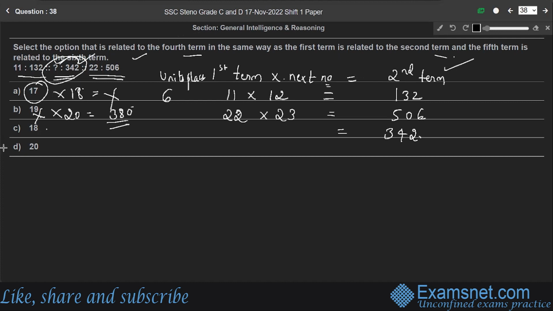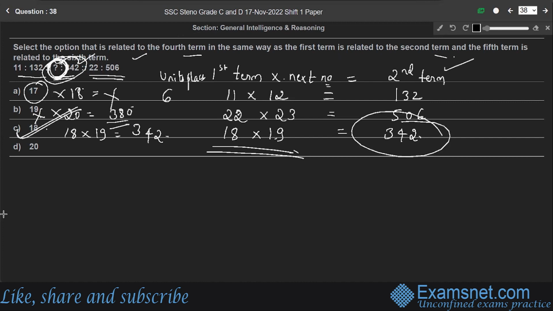Consider option C, in which we have 18 and its next number is 19. So their product is 342, which is the second term. So 18 into 19 gives 342. Therefore, in the given question, the first number in the second term is 18. Option C is the right answer, whereas the product of 18 and 19 gives 342. Therefore, option C will be the right answer.